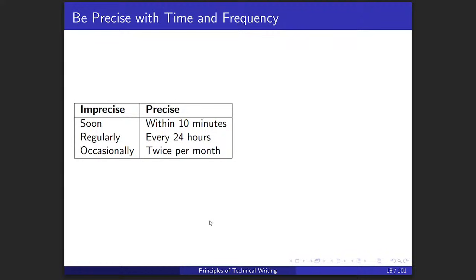So be precise with time and frequency. Instead of mentioning "soon," you mention the time, which will be precise. Instead of "regularly," mention "every 24 hours," which means it is precise, which means accurate. Instead of mentioning "occasionally," you mention "twice per month," which helps the reader understand it very clearly.